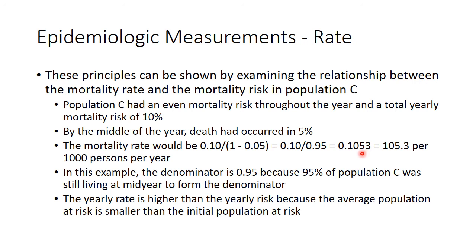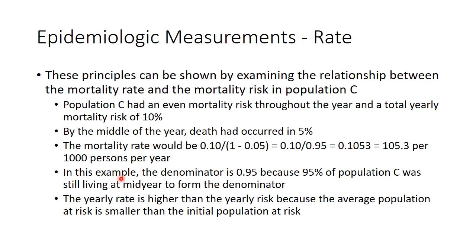So we could say, if we multiply by a constant, in this case 1,000, that looking at population C, we would expect 105.3 people to die per 1,000 persons per year. So if you had 1,000 people in that nursing home in a year, you'd expect 105 of them essentially to be dead on average. Not great rates for a nursing home, but let's just continue running with this example.